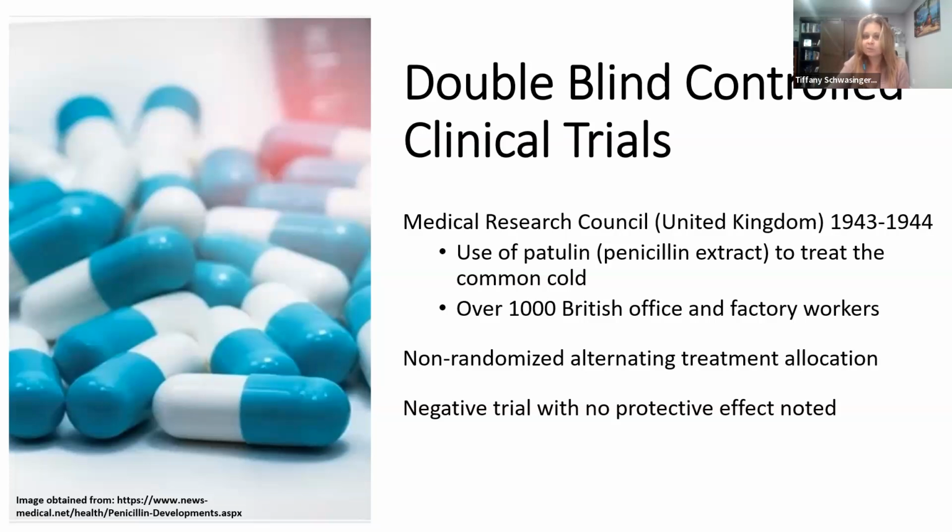And they took over 1,000 British office and factory workers, and they did a non-randomizing alternating treatment. So one person would walk up, they would get the Ptolan. The next person would walk up, they would get the placebo. Person after that gets the Ptolan. So there really wasn't anything other than just distributing each other person as they wanted to.